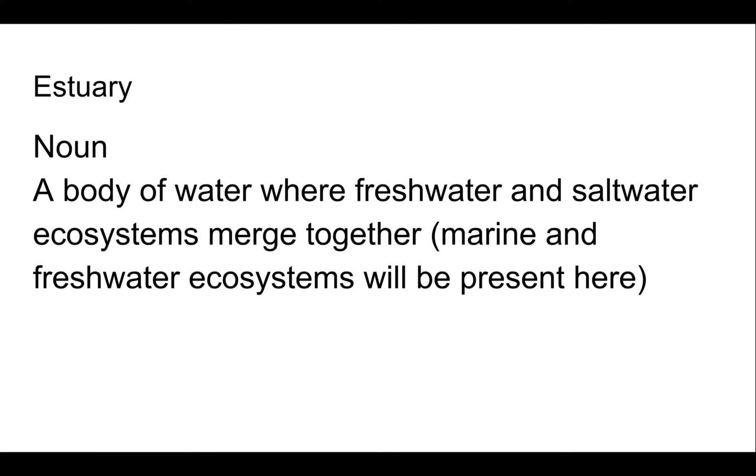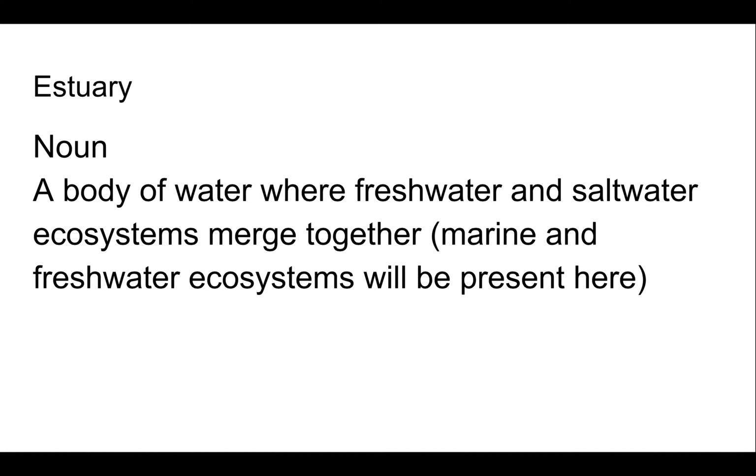The second word is estuary. It's a noun, and it is a body of water where the fresh water and the saltwater ecosystems come together or they merge. And so when you think of an estuary, you might want to think of like an arm or an inlet of the sea at the lower end of a river. So kind of where the river merges with the ocean, connects with the ocean, where those two points of fresh water and seawater meet, that is an estuary.